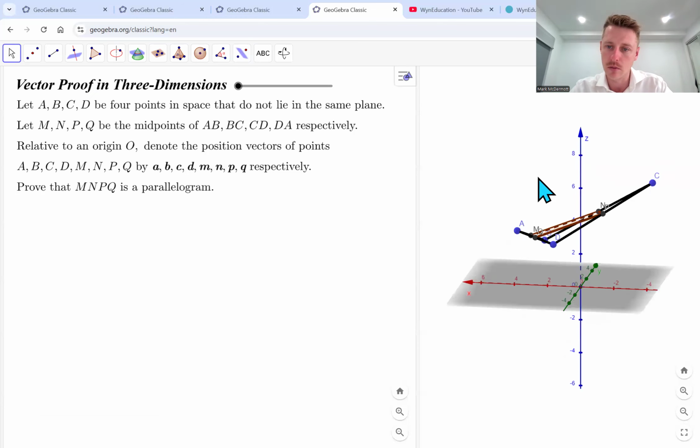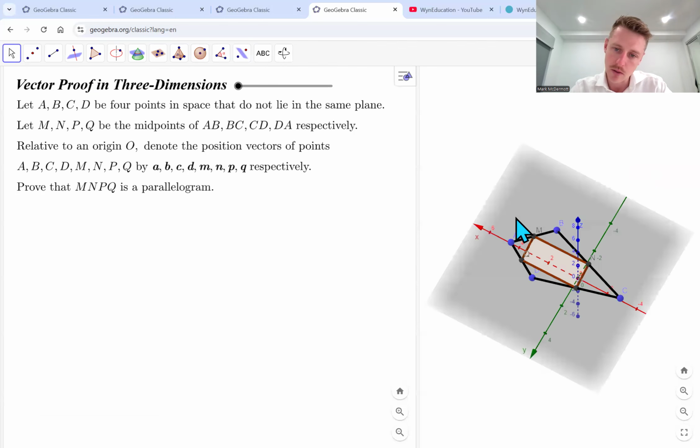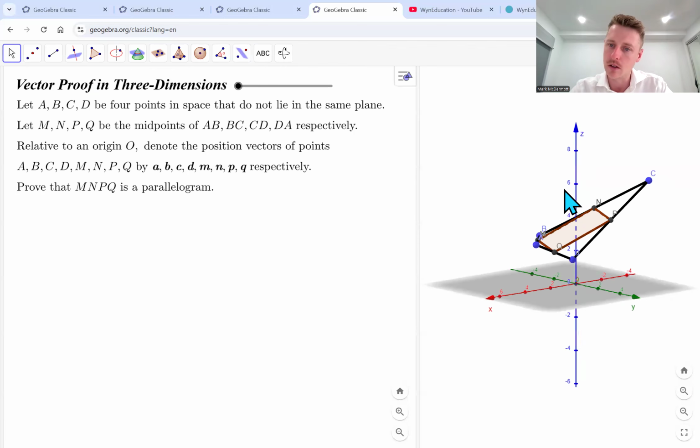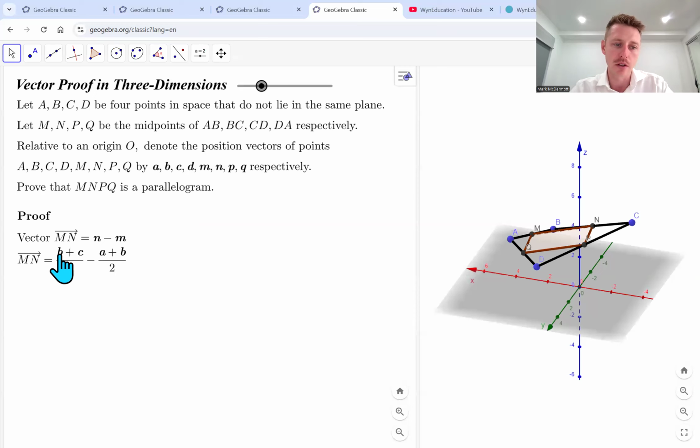You can already tell it looks like a rectangle, doesn't it? And a rectangle is a parallelogram. A parallelogram just has opposite sides that are parallel. So that's looking pretty promising, but I suppose our job is to prove it. So let's prove it. We need to show that opposite sides are parallel.